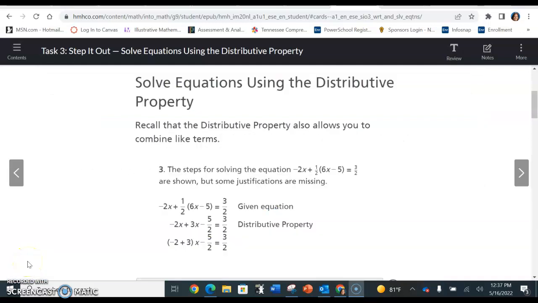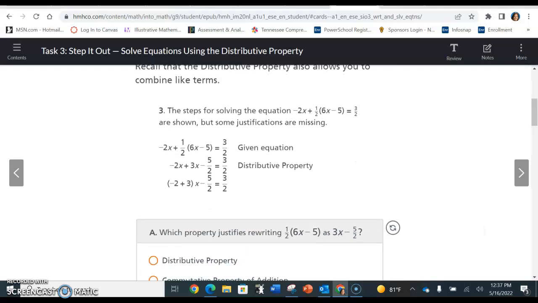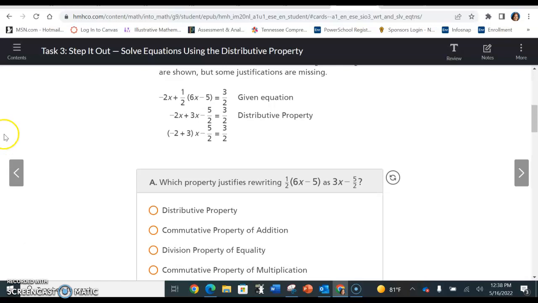Lesson 2.2, task 3. Solve equations using the distributive property. Recall that the distributive property also allows you to combine like terms. The steps for solving the equation negative 2x plus 1/2 times 6x minus 5 equals 3/2 are shown, but some justifications are missing.